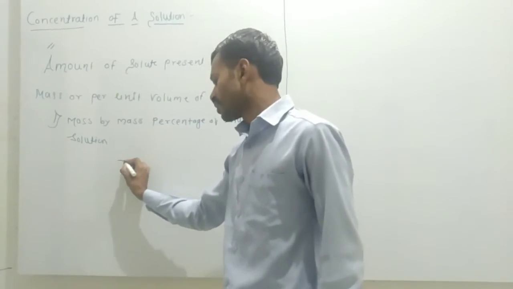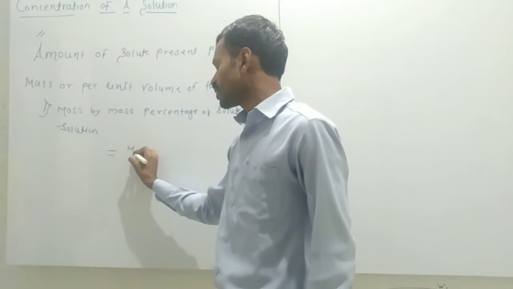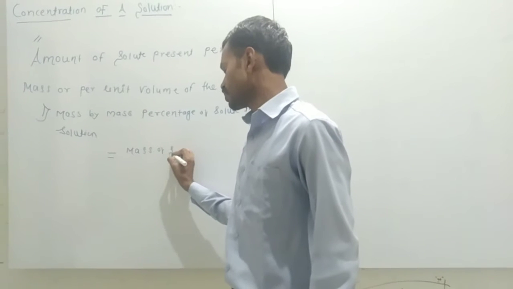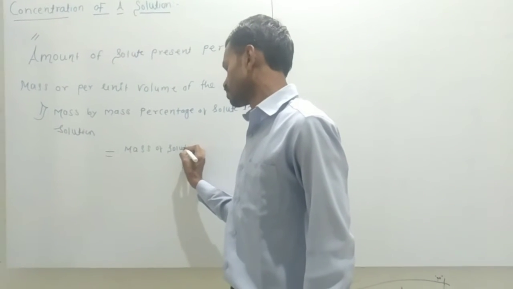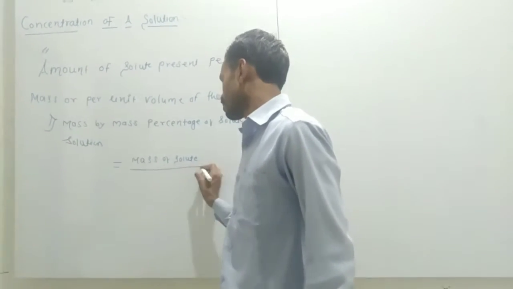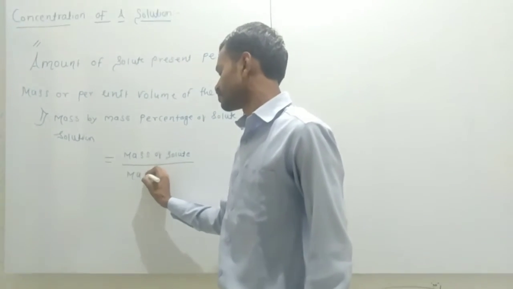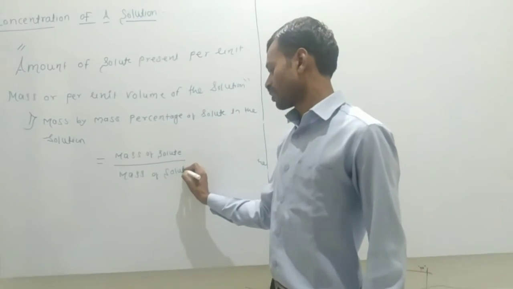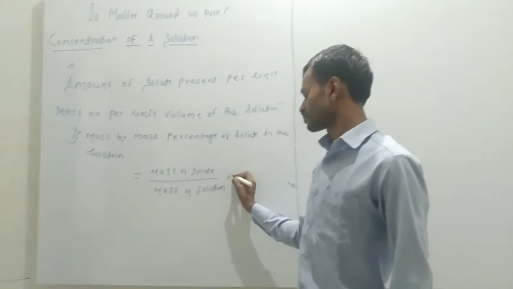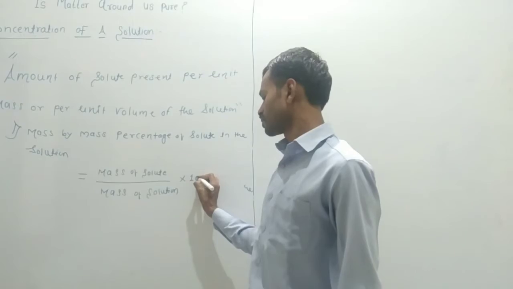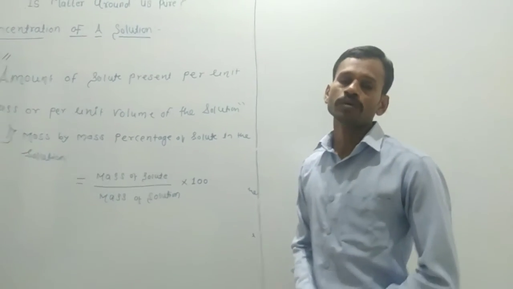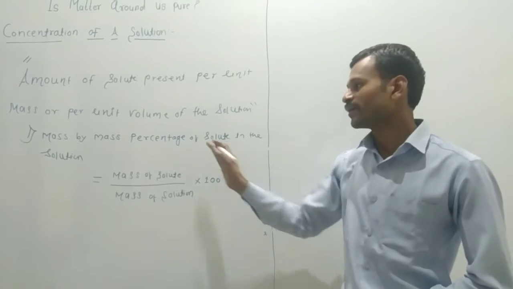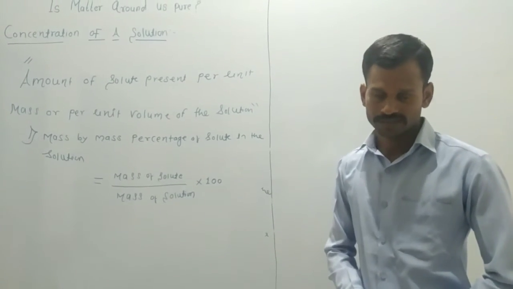And its formula is: mass of solute divided by mass of solution, and since it is a percentage, multiplied by 100. This is the formula to find mass by mass percentage.